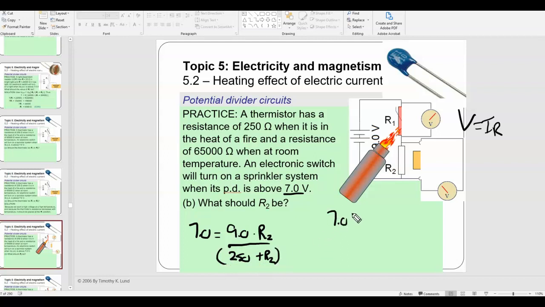Multiply that by both sides, like this. That's equal to 9 times R2. I distribute out, and I'm just going to write down the answer to save on time, but it's not that difficult algebra to do. So you should get R2 equals 875 ohms. Pause there if you need to look at some.